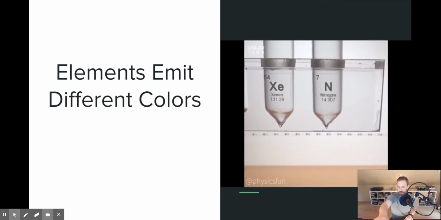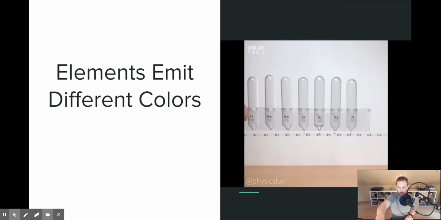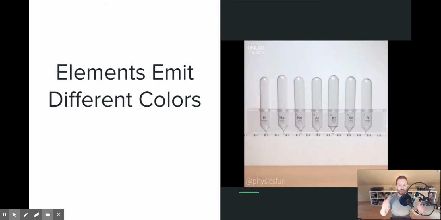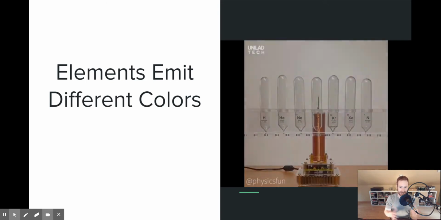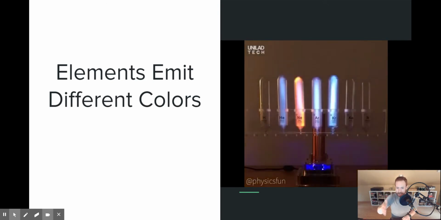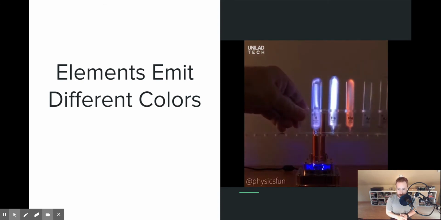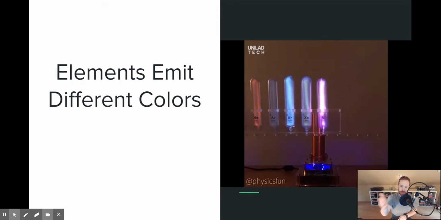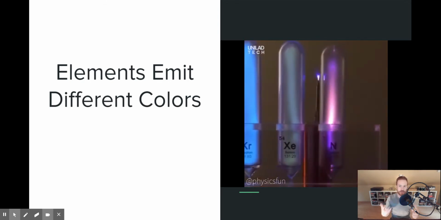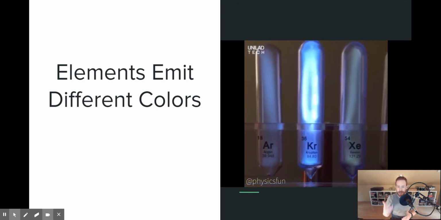As you can see, each of these glass tubes that this person is holding has a different pure element in it. They're gases, right? So there's hydrogen gas, helium gas, neon gas, argon, krypton, xenon, and nitrogen. And the person put a Tesla coil, or basically a source of electrical current, behind these tubes.